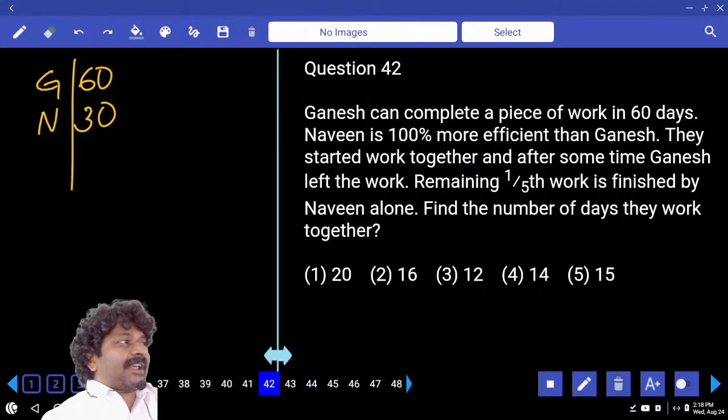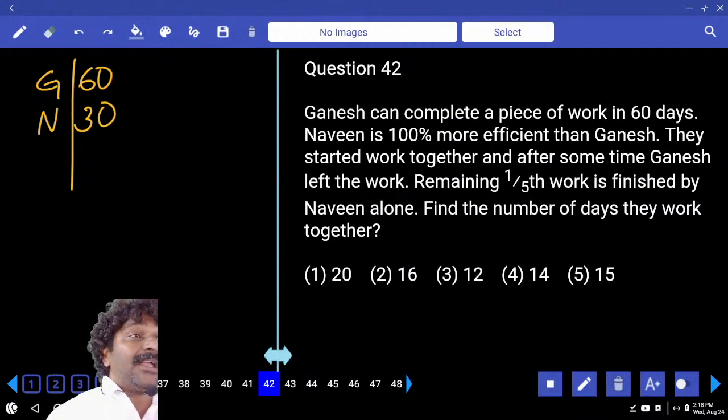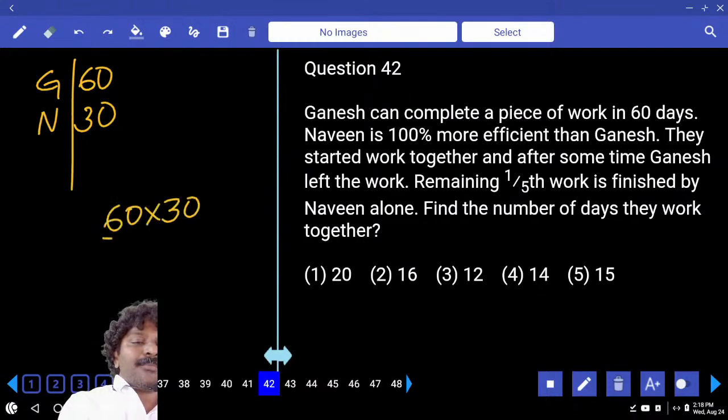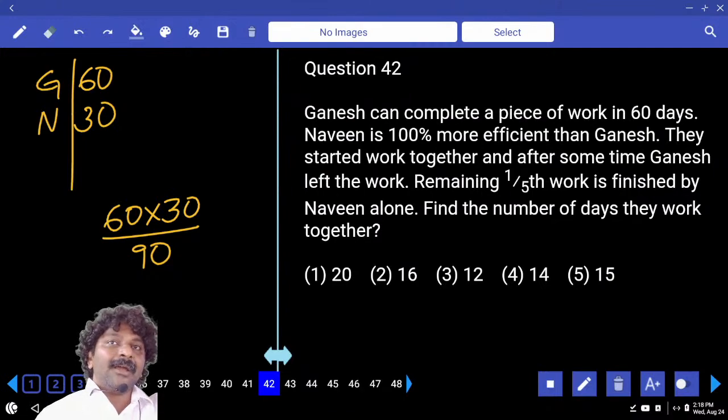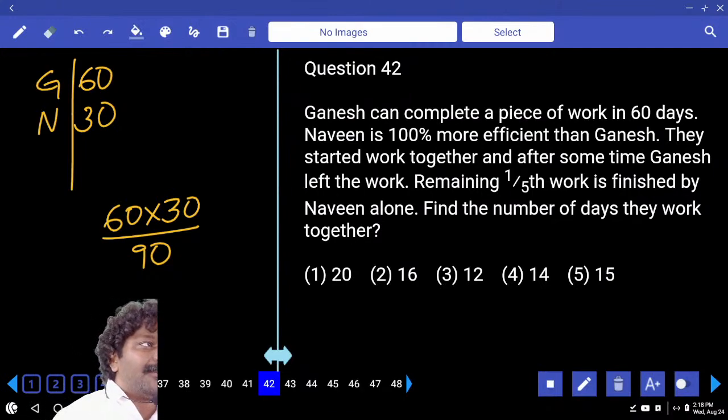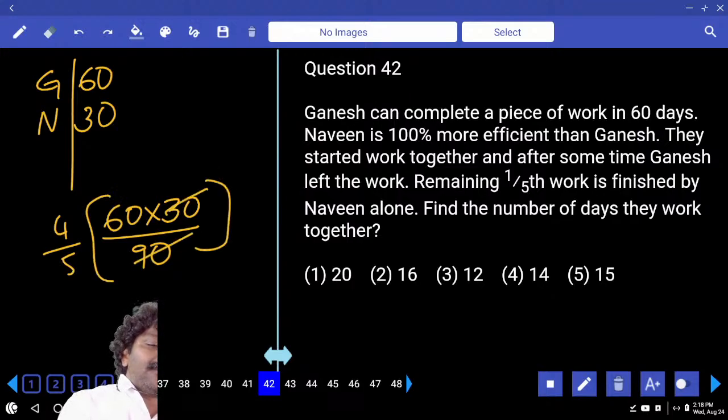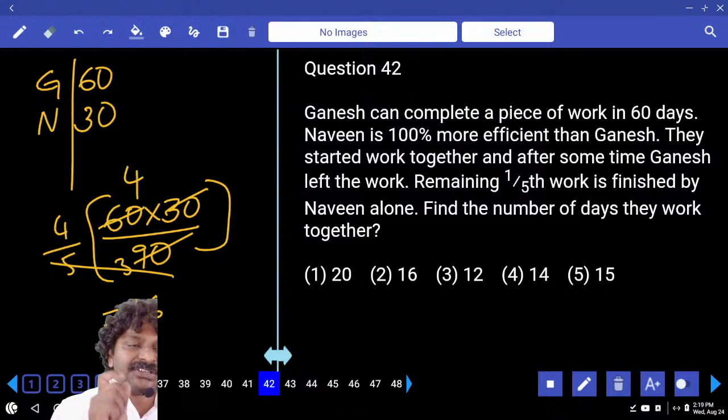Now with this data, can you calculate the time taken by Ganesh and Naveen to complete the total work? Can you use AB by A plus B? So let me use AB by A plus B. Correct? This is the time taken by both to complete the total work. But we need to calculate time taken by them to complete 4/5 of the work. 30 times 3 is 15, 4 times 4 is 16.